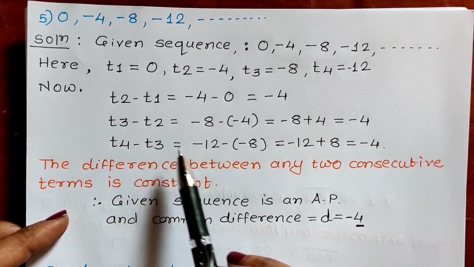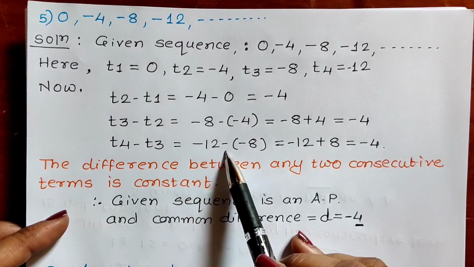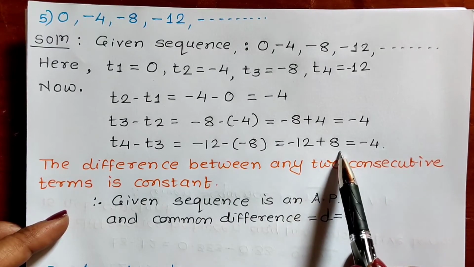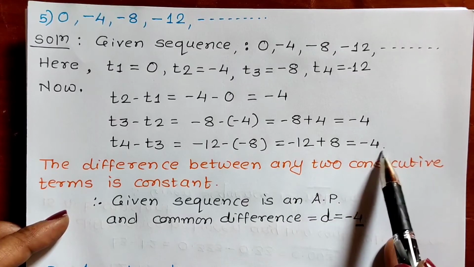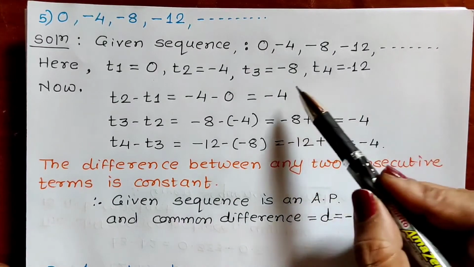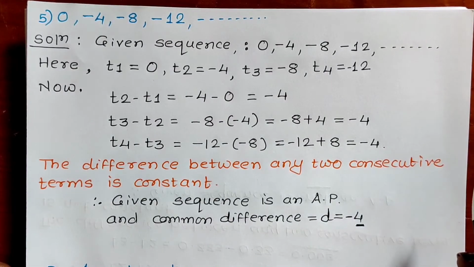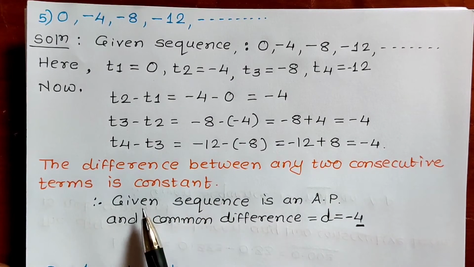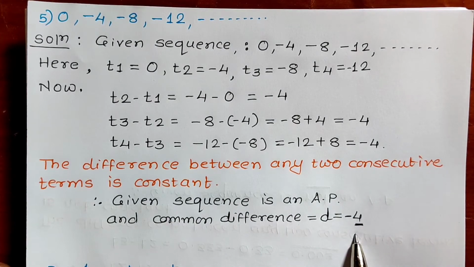Now T4 minus T3. T4 is minus 12. T3 is minus 8. So minus 12 minus minus 8. Minus 12 as it is we have to write, minus minus will become plus 8. Minus 12 plus 8. Minus plus minus: sign of bigger number. So 12 minus 8 is 4. And sign of bigger number is minus. So the answer sign will also be minus. So we are getting minus 4, minus 4, minus 4 every time. That means the difference is constant. So we have to write the difference between any two consecutive terms is constant. And therefore the given sequence is an AP and common difference d is equal to minus 4.